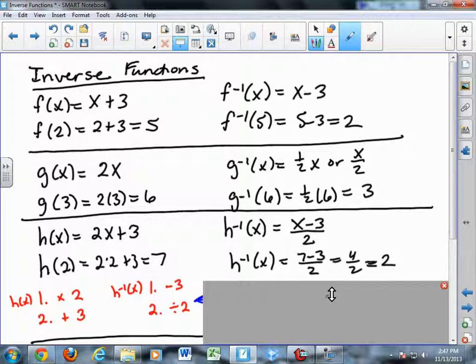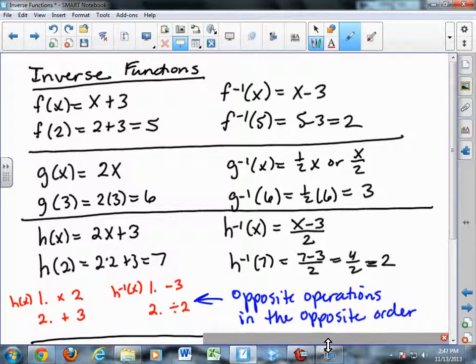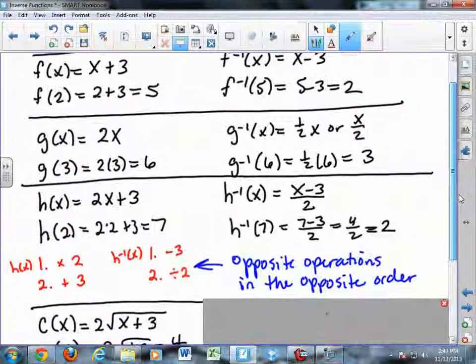If I put 7 into the function, I should have written this with a 7 here. h inverse of 7 is 7 minus 3 over 2, which gives me back 2. The big idea here is that we have to use opposite operations in the opposite order in order to get an inverse function. So let's take a look at this function right here.